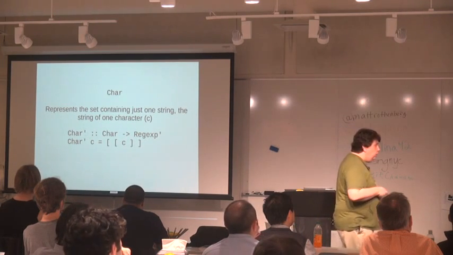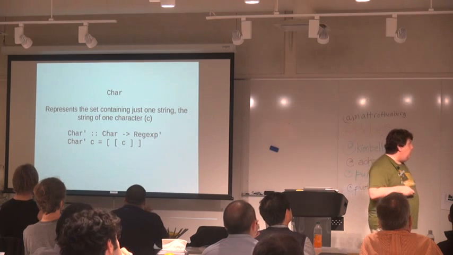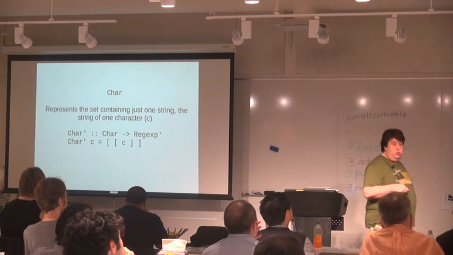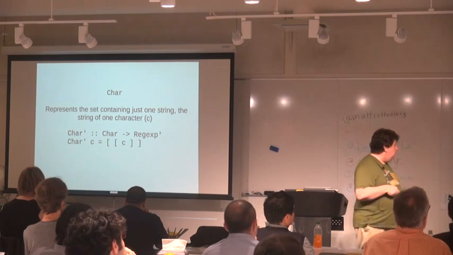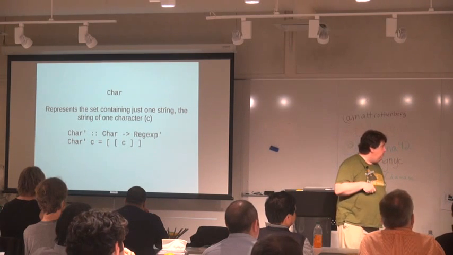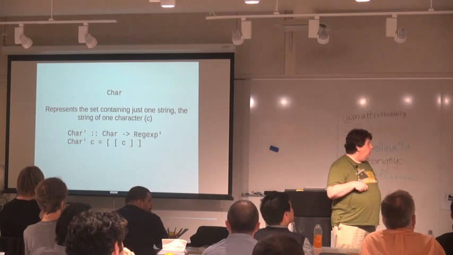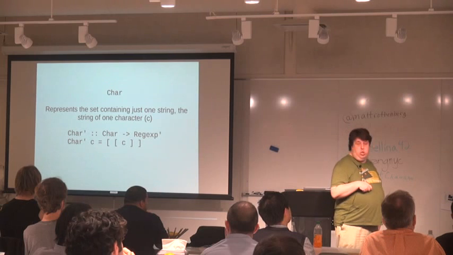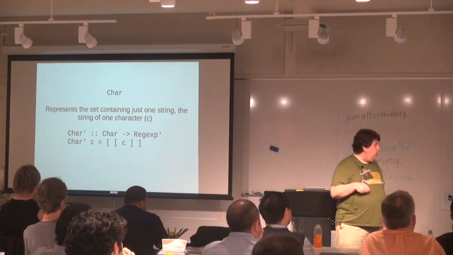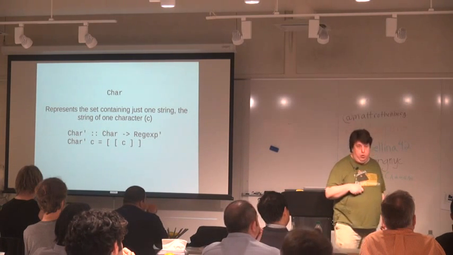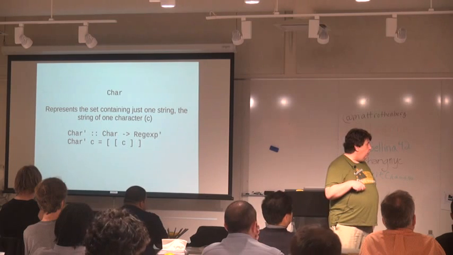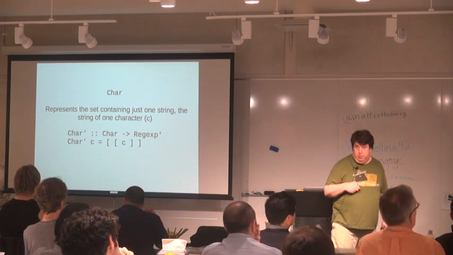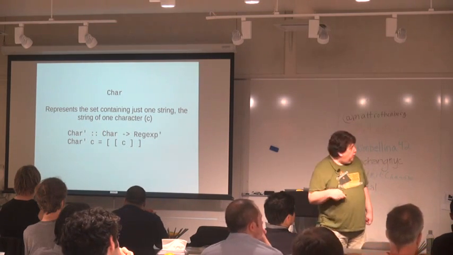Char. The char constructor represents the set containing just one string, the string of one character. So in our intuition pump representation, char prime C is just the list of the string of one character. Remember, strings are just lists of characters. So this is a string here of the character C.